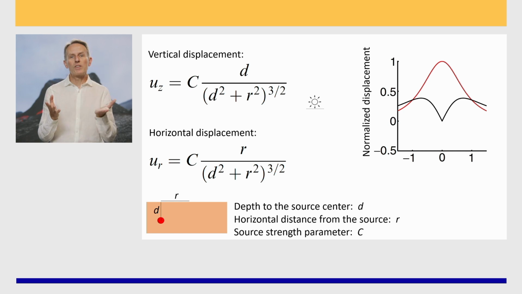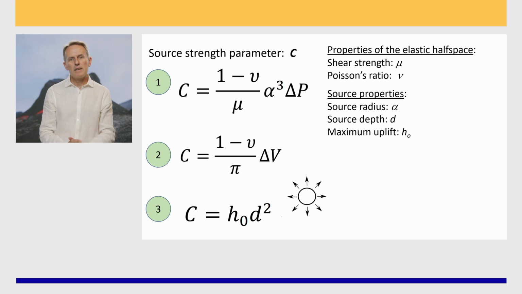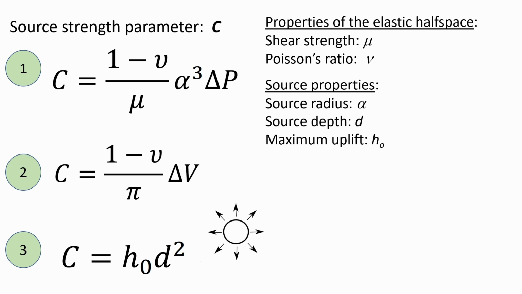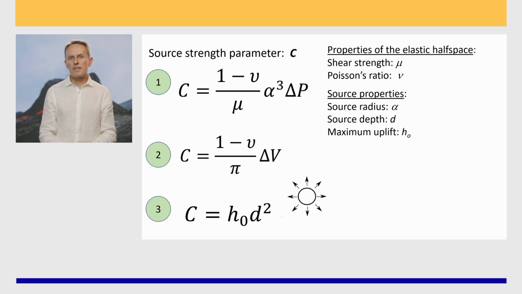But what influences the source strength? The source strength parameter depends on the properties of the source and the half space as shown in this figure and equations. Equation 1 in the figure shows how the source strength scales with the source properties, the applied pressure change times the radius of the source to the third power, as well as properties of the elastic material, its shear modulus, denoted with the Greek letter mu, and its Poisson's ratio, denoted with the Greek letter nu.